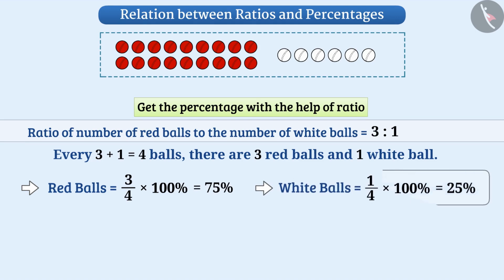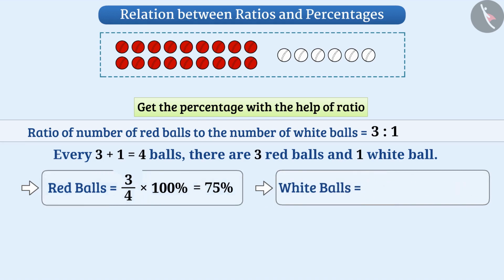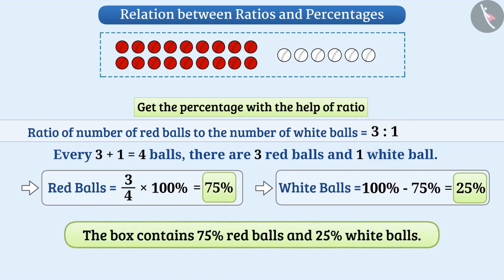We can also do this in another way. Since the box contains 75% red balls, the box contains 100% minus 75% is equal to 25% white balls. In this way, we have obtained a percentage from a ratio. Now, we can compare that in the box, there are 75% red balls and 25% white balls.